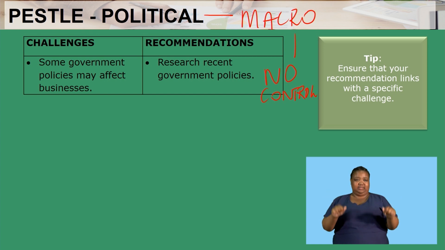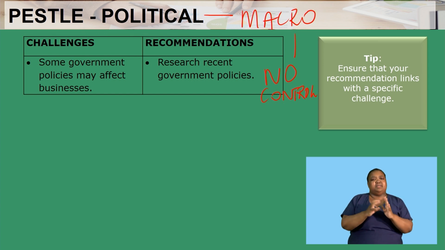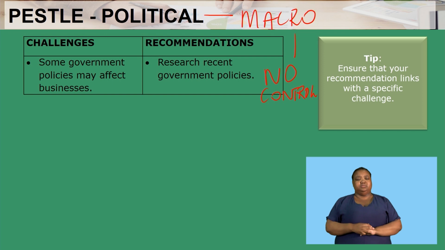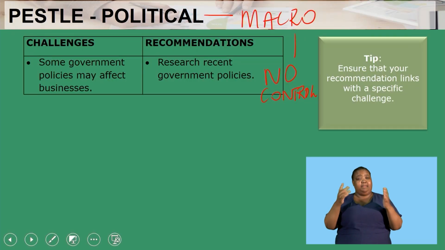So PESTLE, political, it says here some government policies may affect businesses. There are so many policies that the government has. Affirmative action, it says, is a policy that may affect businesses. So what should the business do? The business should research the recent government policies so that we can understand.